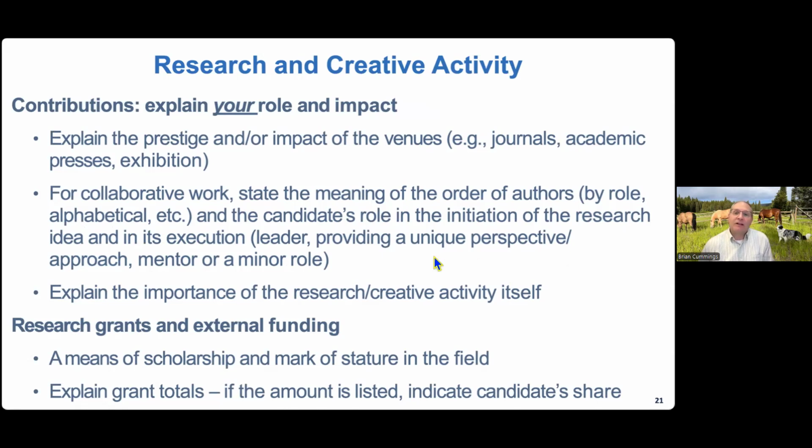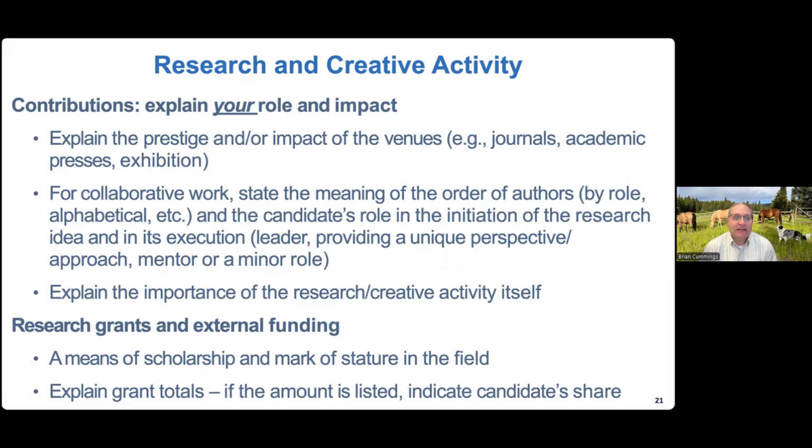If you're involved in collaborative work, definitely state the meaning of the order of authors. Is it alphabetical, like in physics? Is it based on the role or senior authorship? What was your role in this contribution? If you're a middle author, maybe you're a middle author because you have a set expertise. You provided a data set, and without that data set, the paper couldn't be published. But CAP can't know that.